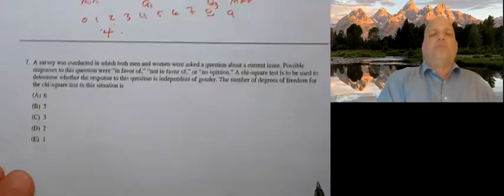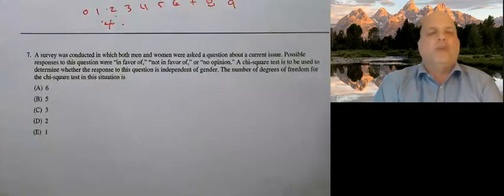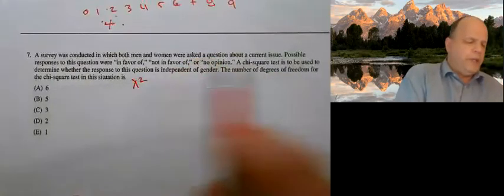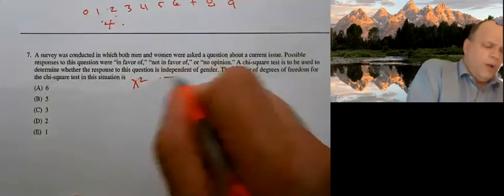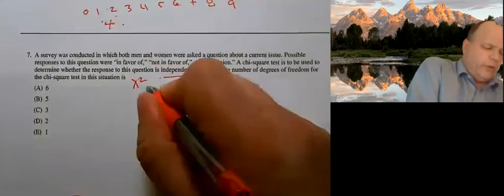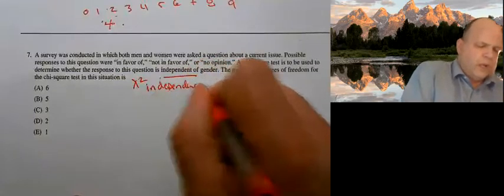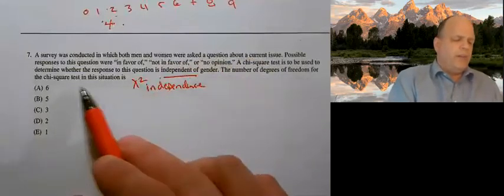Number 7. A survey was conducted in which both men and women were asked a question about a current issue. Possible responses were in favor of, not in favor of, or no opinion. A chi-squared test, oh, that's going to be important. A chi-squared test is to be used to determine whether the response to this question is independent of gender. Oh, that's the other key word I was looking for. So this is the chi-squared test of independence.